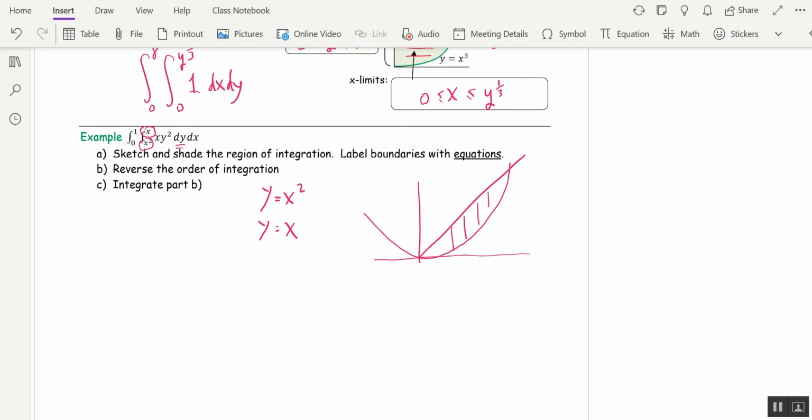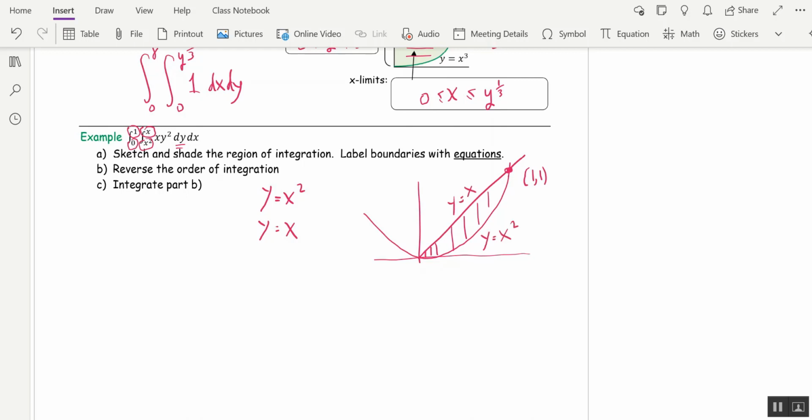And then for how much of the region do I shade? Well, then I look at the x limits. x goes from 0 to 1. So it's starting here at 0, and it's going all the way to this intersection point, which is (1, 1). So we're getting the whole region. All right, and I want to label the boundaries with equations. So this is y equals x squared and y equals x.